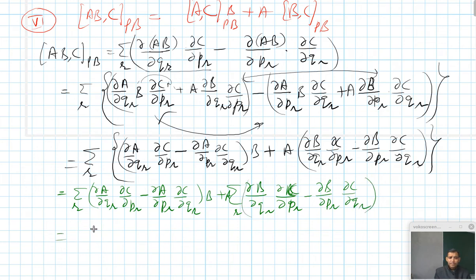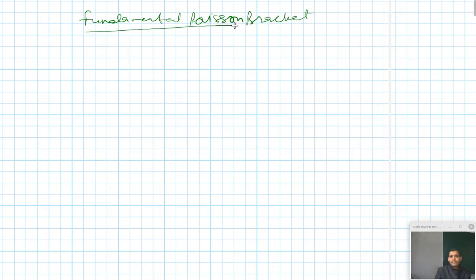So it is the Poisson bracket of A, C, and this B is multiplied here, plus A and the Poisson bracket of B, C. So hence we have proved this result. Then again, very interesting, very important fundamental Poisson brackets I am now going to discuss. They are very important, right?